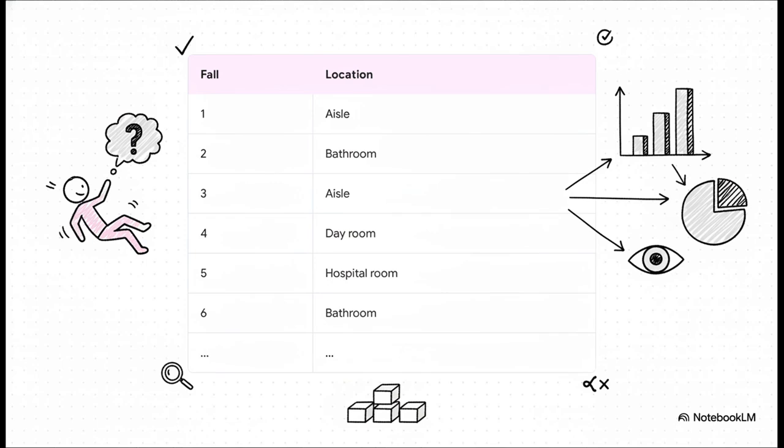Okay, let's make this super practical. Take a look at this data from a hospital. It's a simple list of where patient falls happened. Now, looking at this table, can you quickly tell me where most of the falls happen? It's not that obvious, is it? You'd have to sit there and count each one up.